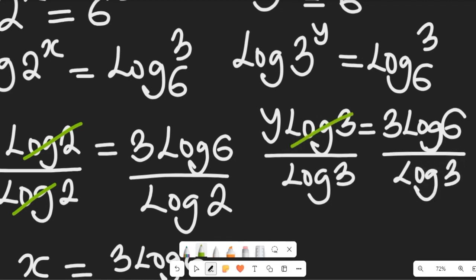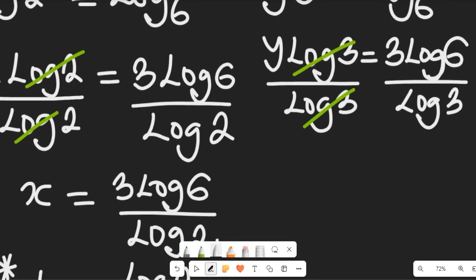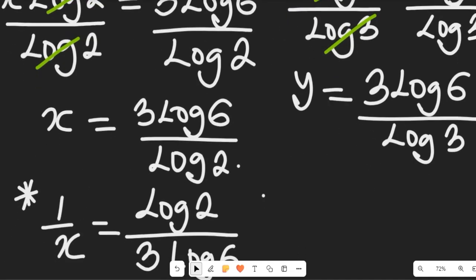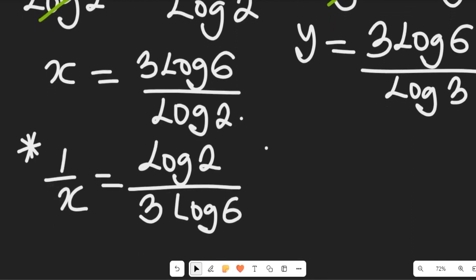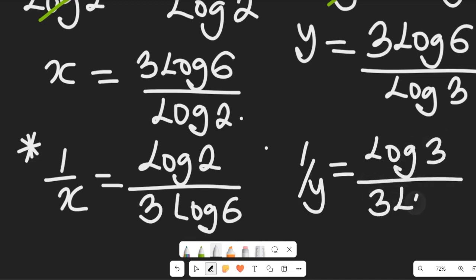you come to see that this will simply clear this, and the value of our y will be equal to 3 log of 6 divided by the log of 3. So just as we did on this other side, we can equally do the same here. If y is equal to that, that means 1 divided by y will now be equal to log of 3 divided by 3 log of 6, right?